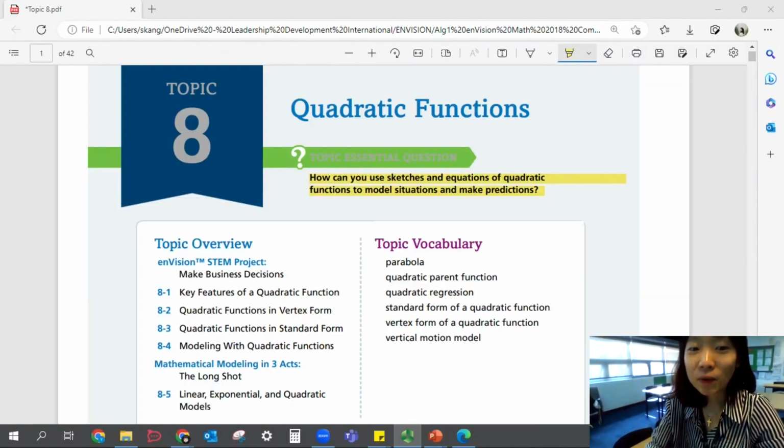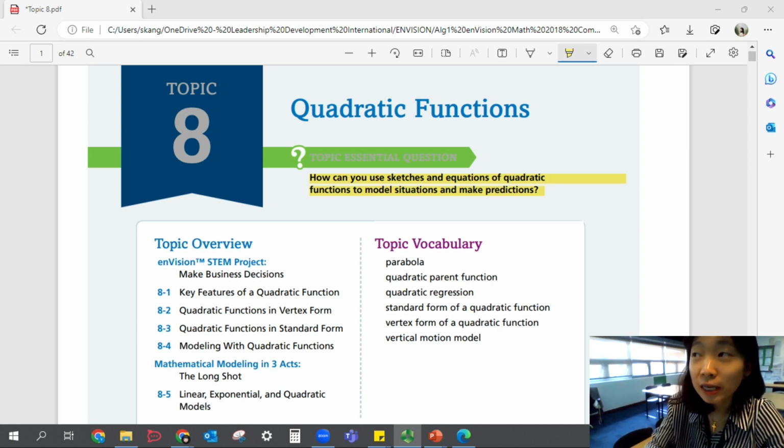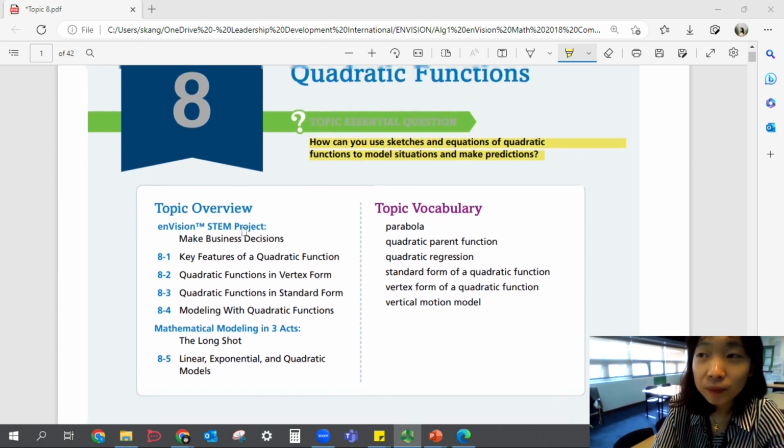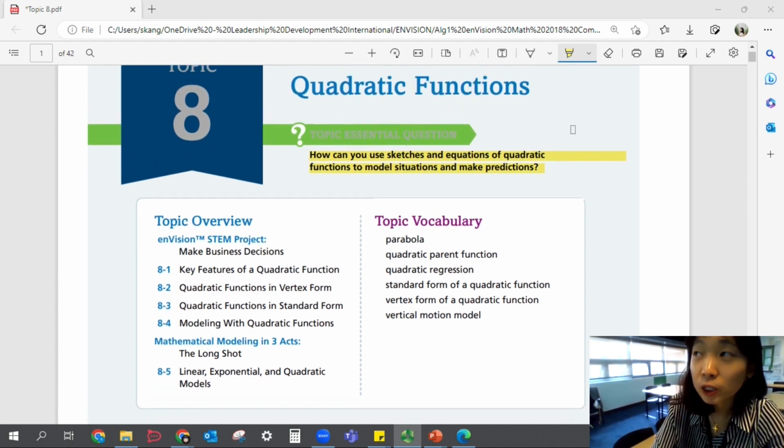Hi guys, this is Algebra 1, Topic A, Quadratic Functions. In this topic, we'll be able to question how can you use sketches and equations of quadratic functions to model situations and make predictions. If you look at the topic overview, we have 5 lessons total in this topic. We'll start with key features of a quadratic function, and then we'll look at different forms of quadratic functions, model, and then look at all linear, exponential, and quadratic models at the end.